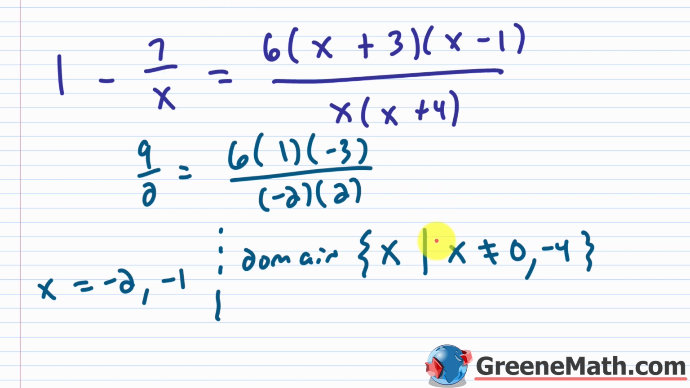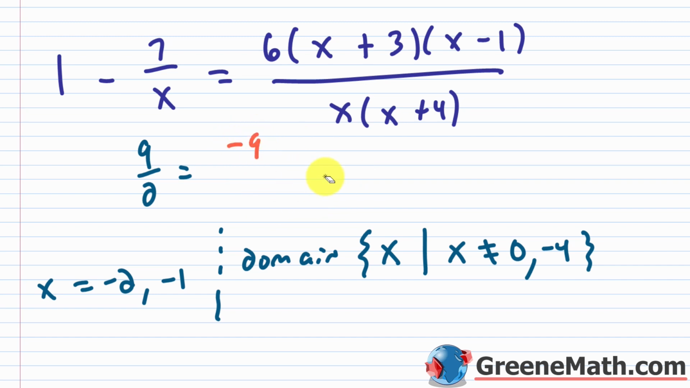So let's say that this 6 right here would cancel with this 2 here, and that gives me a 3 here. So 3 times negative 3 would be negative 9. And then down here, you just have the negative 2. Well, negative divided by negative is positive, so you'll just say that you have 9 halves equals 9 halves. So this is a verified solution.